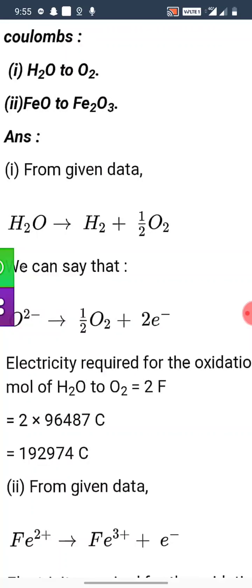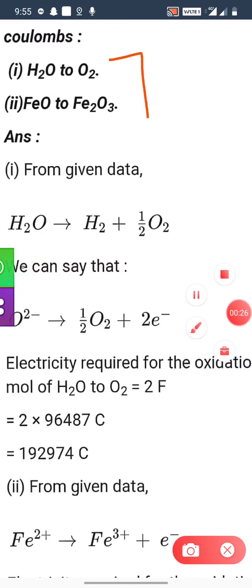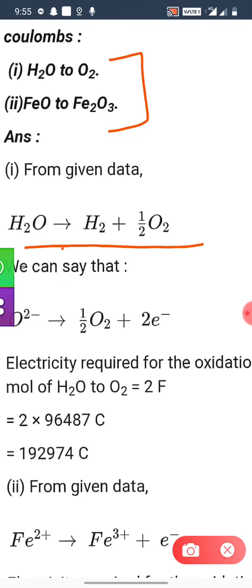to Fe2O3. Children, again in these two parts also we need to write down the electrolytic reaction only or the ionic reaction to find out the number of electrons involved, number of moles of electrons involved, or you can say the charge required. So the first part is the conversion of H2O into O2.